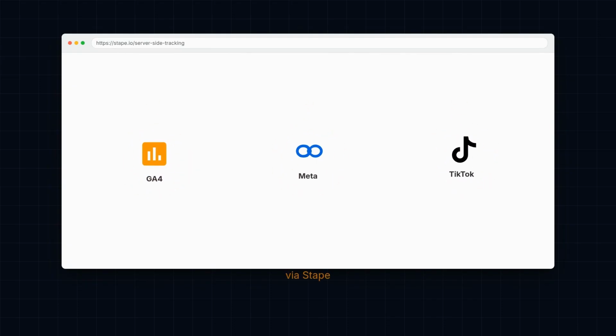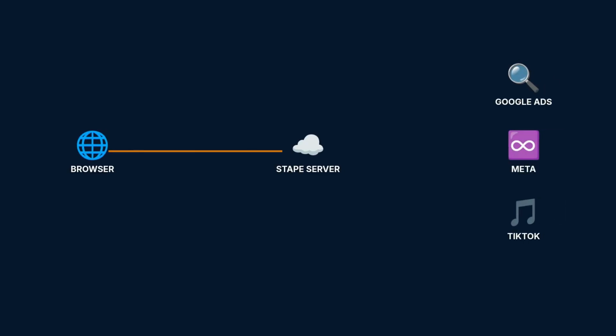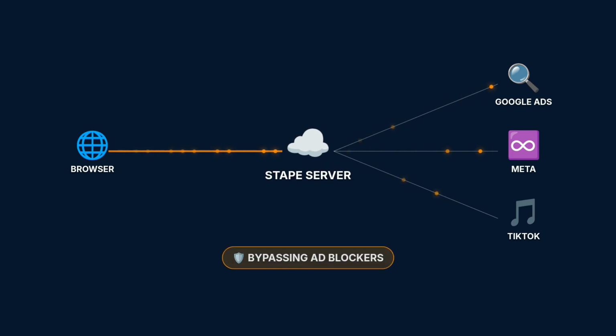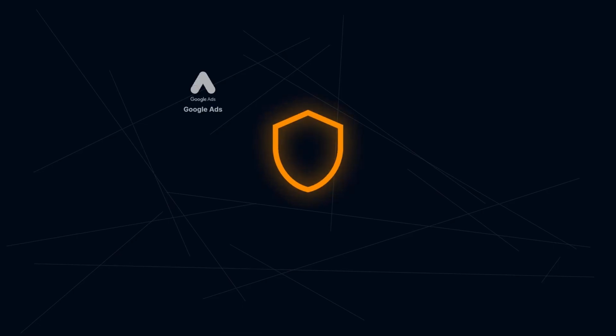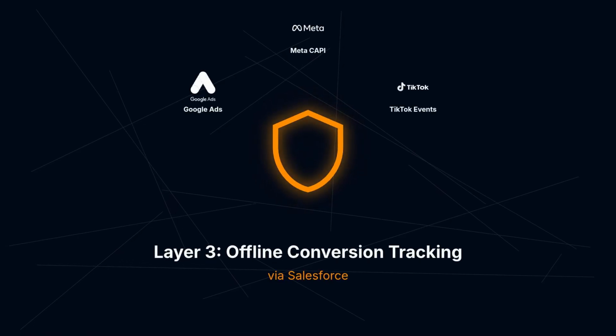Layer 2, server-side tracking via Stape. GTM server container hosted on Stape receives events from the browser and sends them to each ad platform server to server, bypassing ad blockers. Every platform receives enriched, reliable conversion signals from your server.